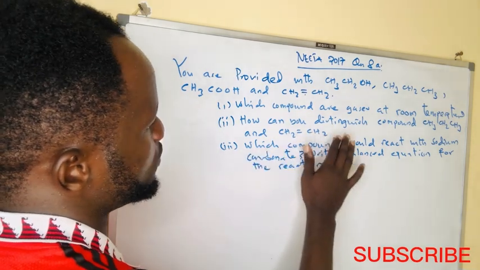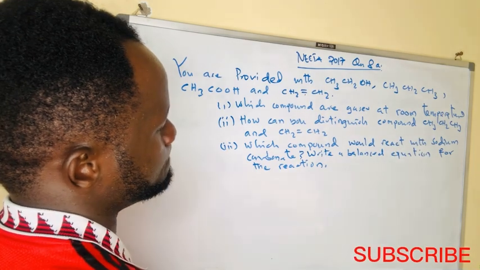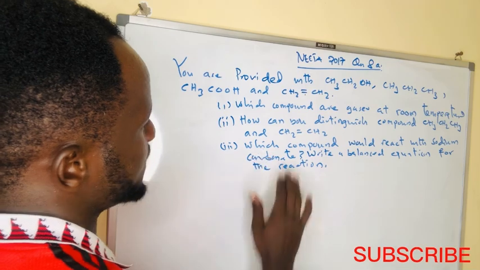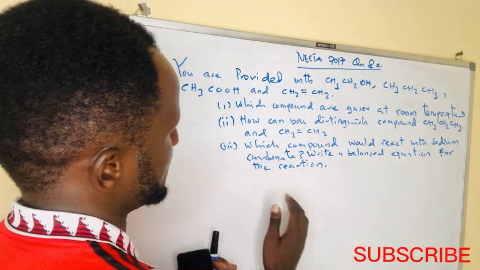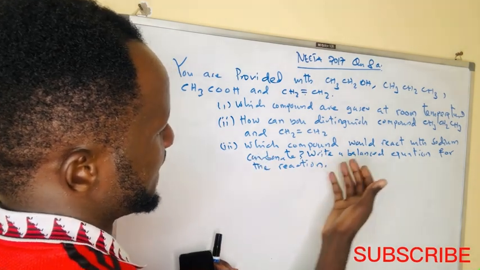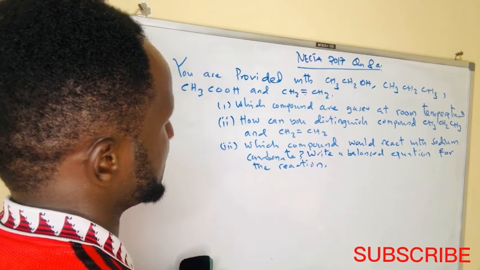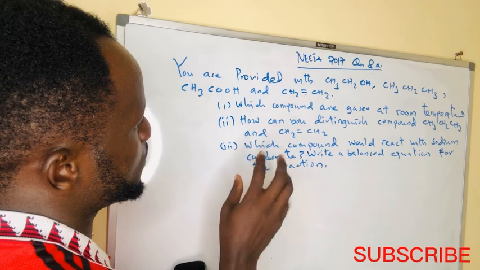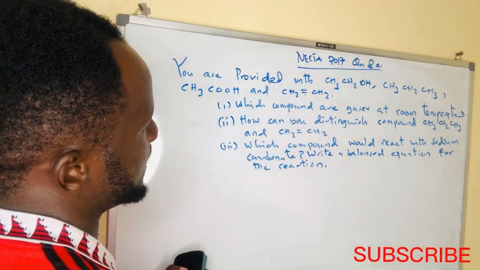How can you distinguish compound 1 and compound 2? And number 3, which compound would react with sodium carbonate? Write a balanced chemical equation for the reactions. So before we proceed, let me help you to identify these organic compounds.